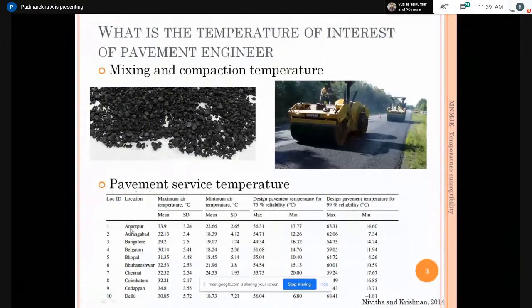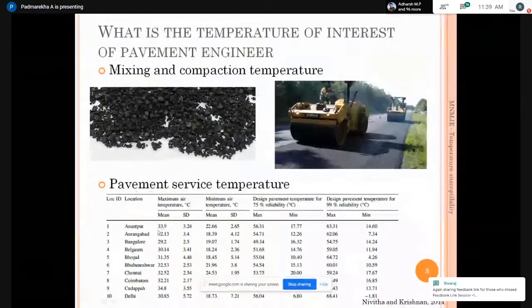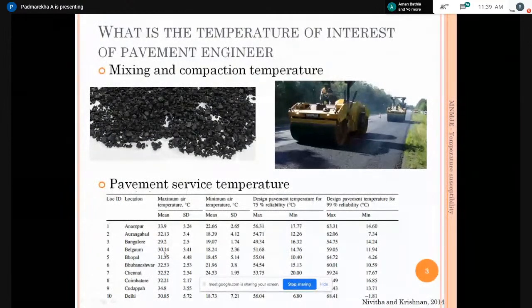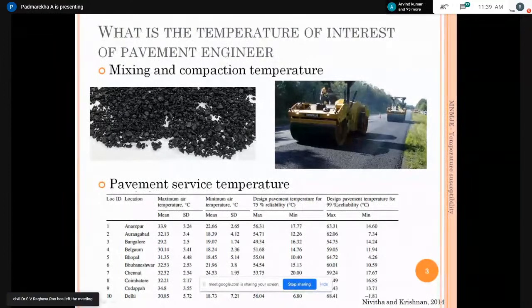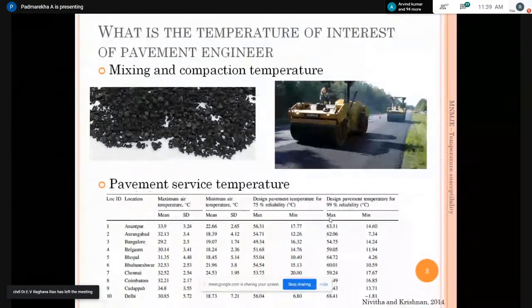Now you can see different locations. I just picked 10 locations, but the table goes on like this for different cities within India. You can see a maximum air temperature and a minimum air temperature. The maximum air temperature is in the range of 30-35 degrees Celsius, and the minimum air temperature may be in the range of 18-20 degrees Celsius. With this air temperature, the pavement temperature was predicted using some predictive equations. Let us consider the pavement temperature for 99% reliability. The maximum pavement temperature is in the order of 50-60 degrees Celsius.